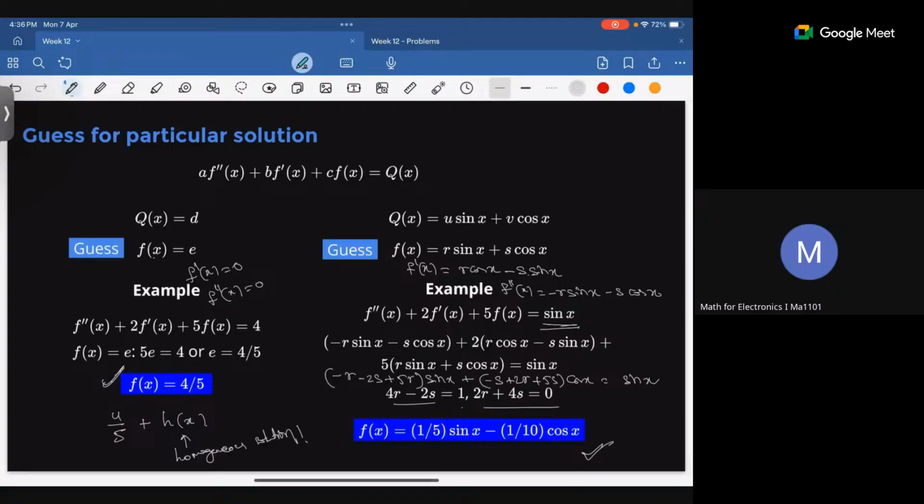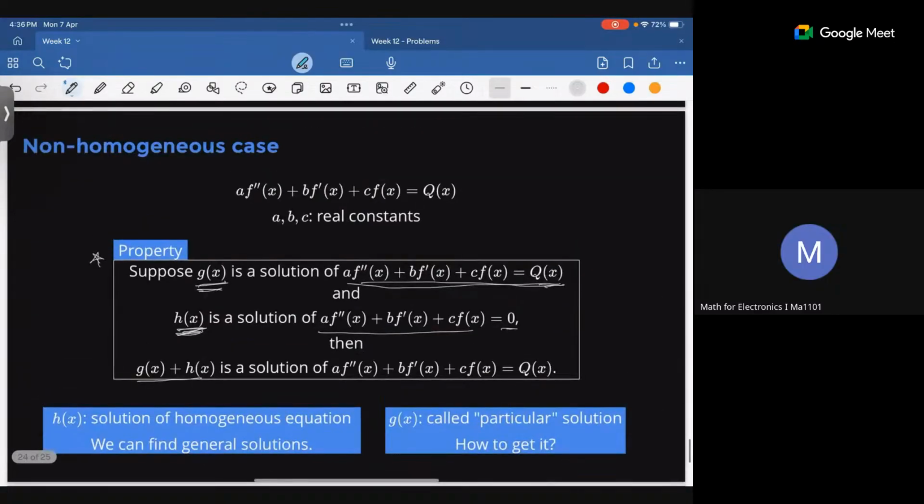If you see any question of the non-homogeneous case in the end term, then it means that there is some shorter or smarter way to do it. Either we will give you the particular solution and you just have to find the homogeneous solution, or we will give you the homogeneous solution and you just have to find the particular solution. So you will not be asked to find both together. Rather, we will give you one and you have to find the other one and then give us the final solution.